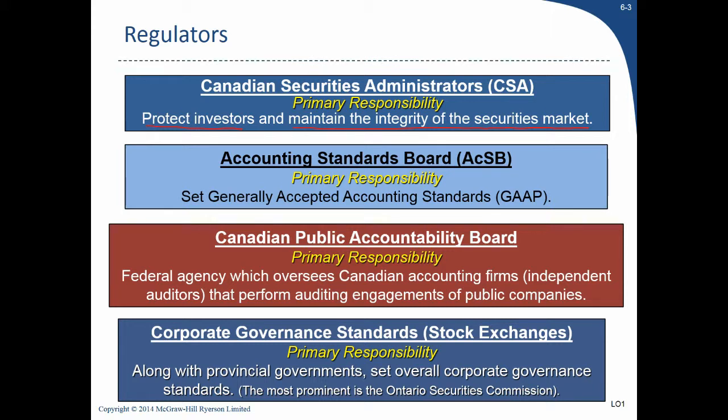Maintain the integrity of the securities market. So they want to make sure that this market functions as intended, meaning information is readily available to all investors, right? They disclose that the companies disclose their financial results in a timely manner. They're representing faithfully as to the results of the year. And they want to make sure that it's a well-functioning market. The Accounting Standards Board, they set the generally accepted accounting standards, which are referred to as GAAP or IFRS.